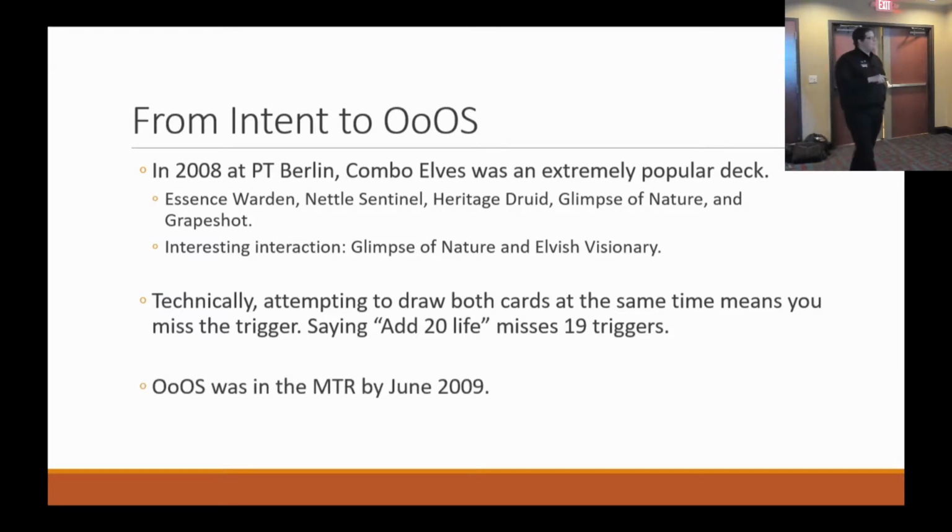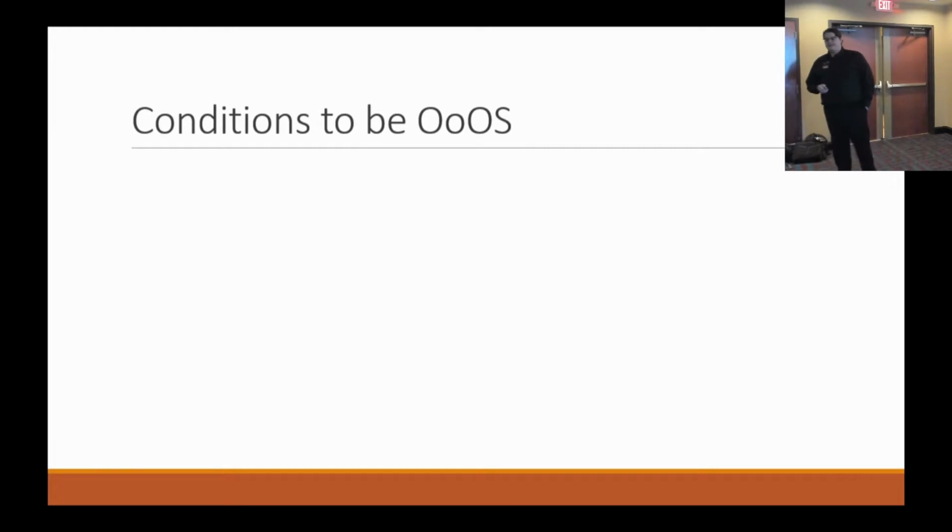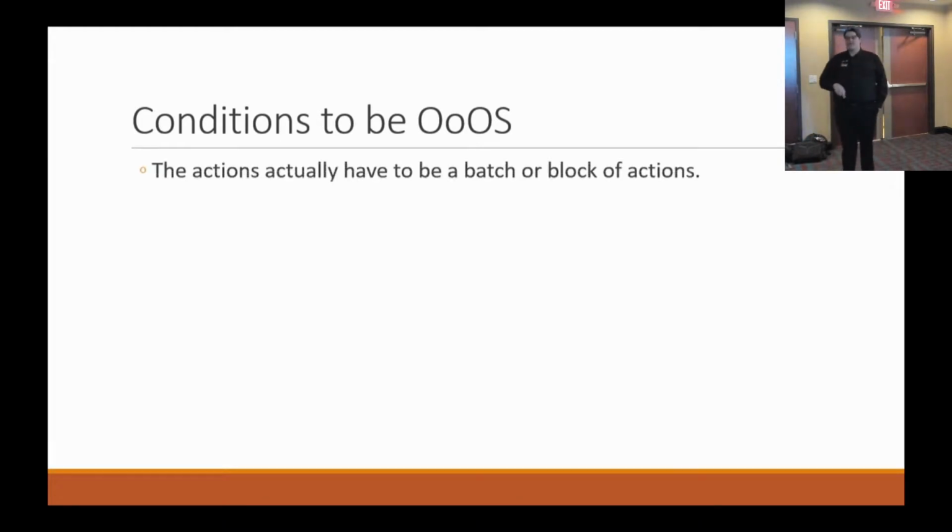Out-of-order sequencing was in the MTR. The earliest MTR document I could find was in June 2009. And out-of-order sequencing was already listed in the MTR at that point. There are 4 conditions for it to be out-of-order sequencing. The first is that the actions actually have to be a batch or a block of actions. I can't out-of-order sequence 3 steps in the future and say, oh, this is what I meant to do.